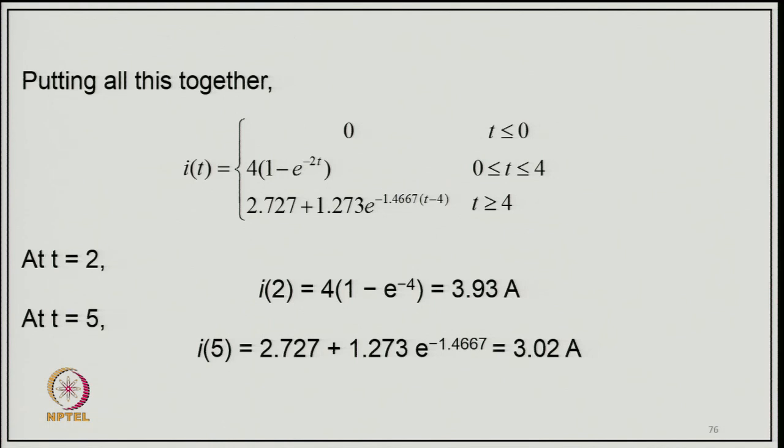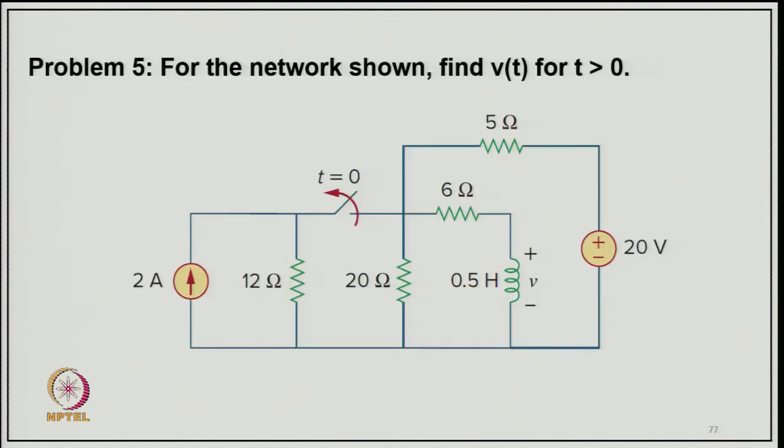So, at time t equal to 2, i(2) will be 4 into (1 minus e to power minus 4), that will be equal to 3.93 ampere, and at t equal to 5, i(5) will be from the last equation: 2.727 plus 1.273 e to power minus 1.4667, equal to 3.02 ampere.